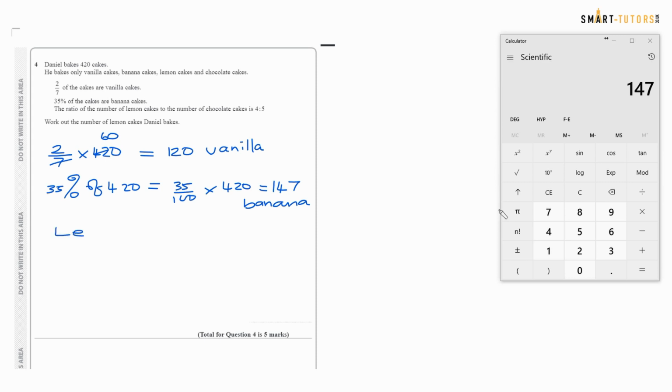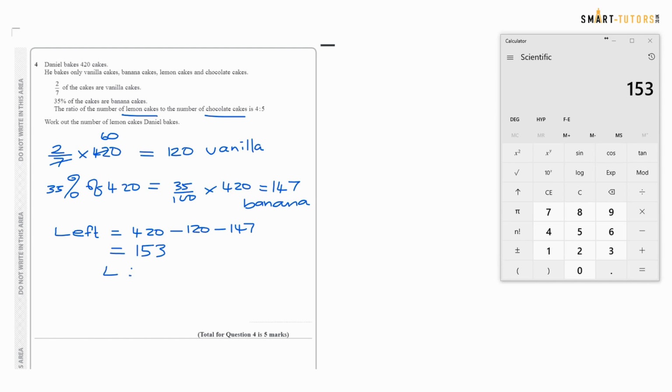So we found the vanilla cakes and we found the banana cakes. So leftover or balance is 420. Take away 120. Take away 147, which is, let me press the calculator. 420 take away 120 take away 147. 153. So 153 is the remaining cake.